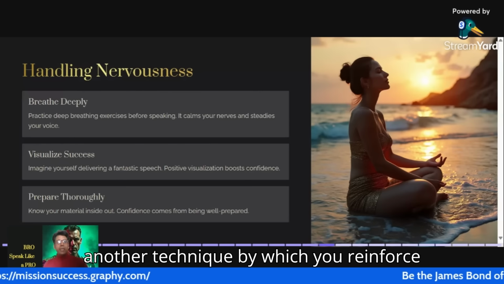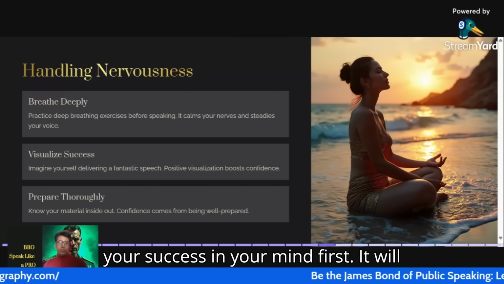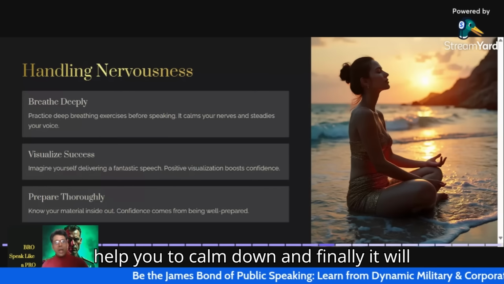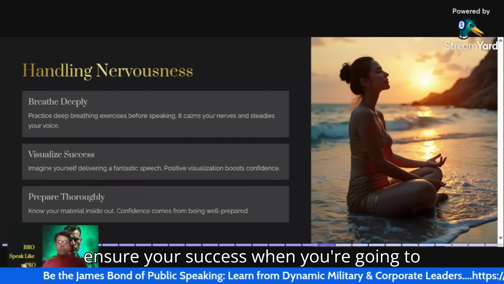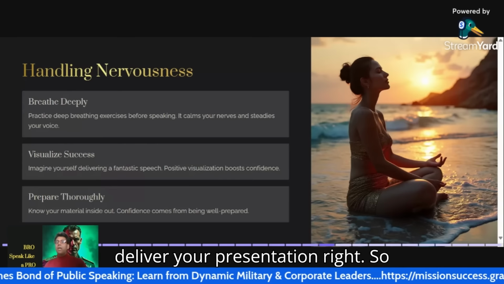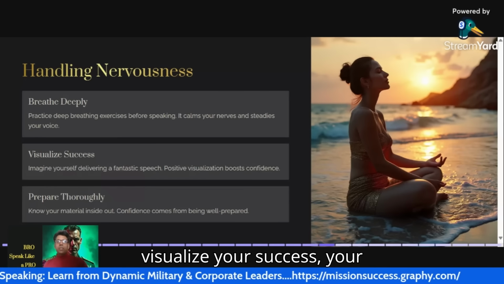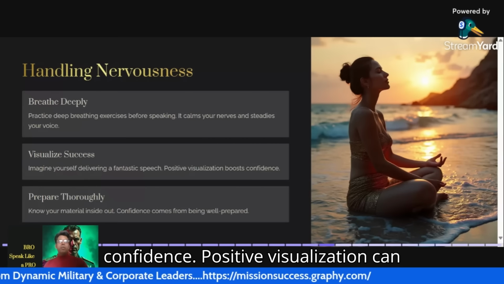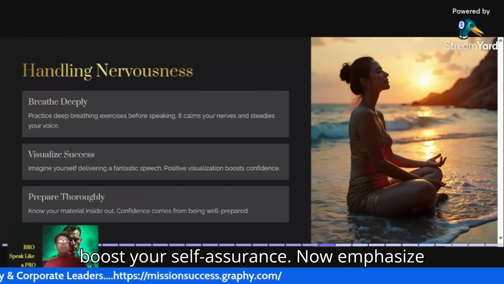Visualization is another technique by which you reinforce your success in your mind first. It will help you to calm down, and finally, it will ensure your success when you deliver your presentation, right? So visualize your success, your confidence. Positive visualization can boost your self-assurance.